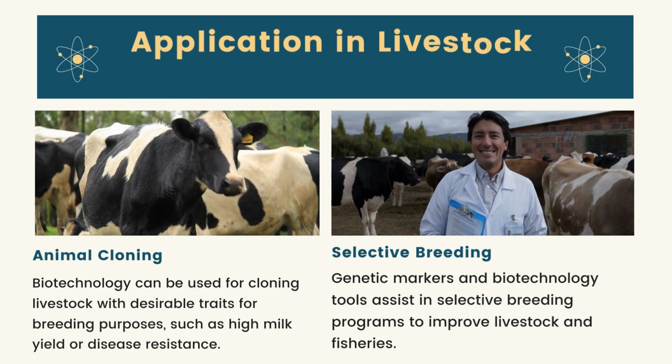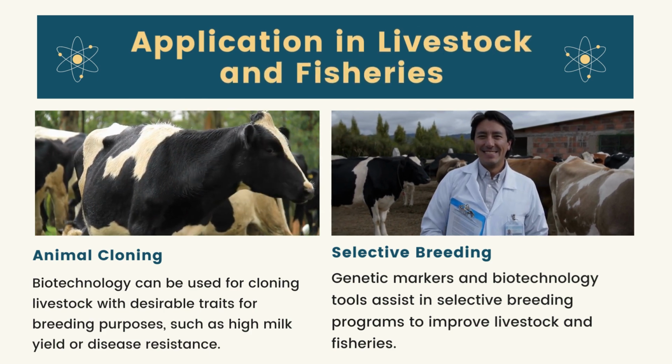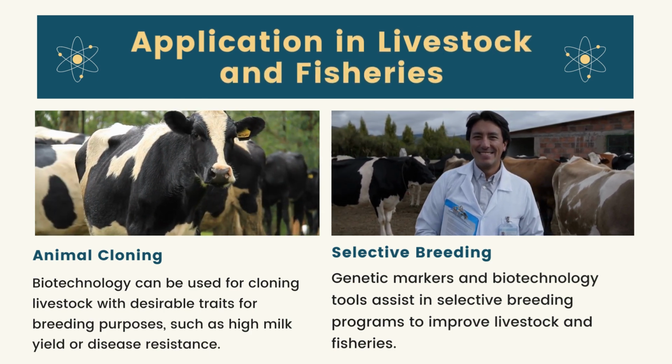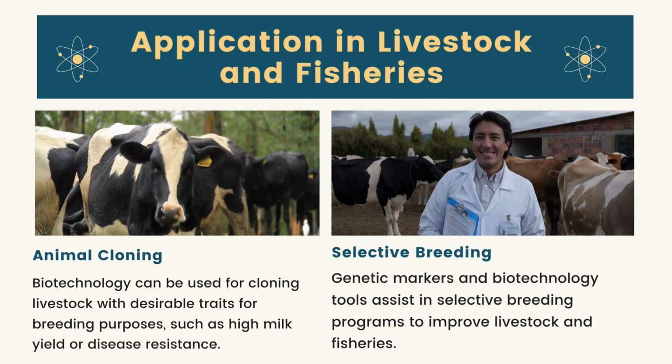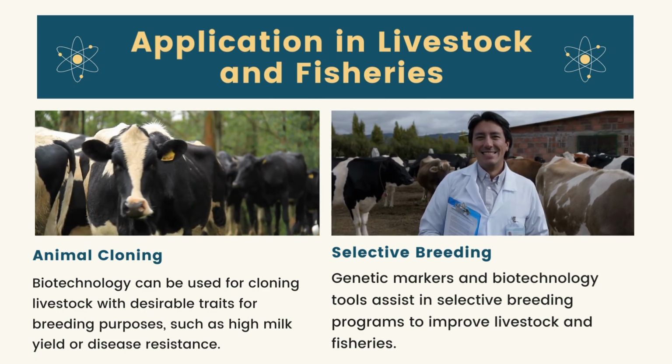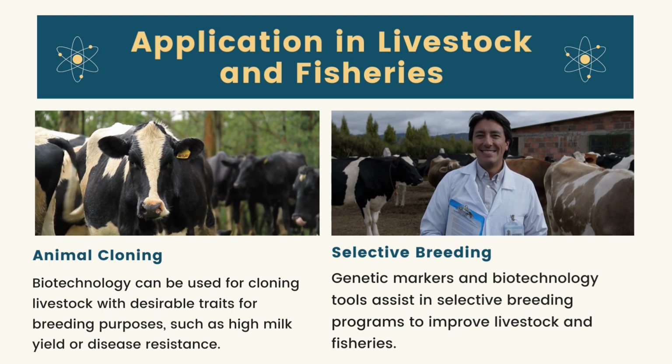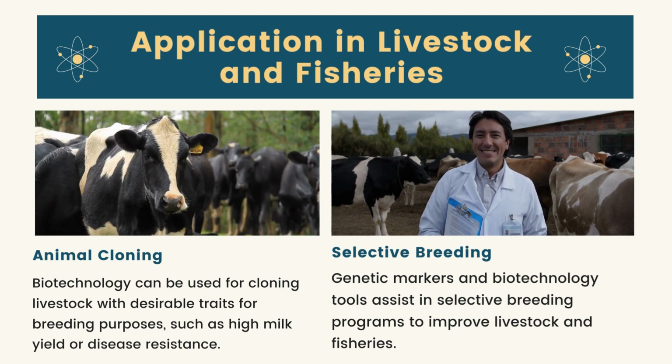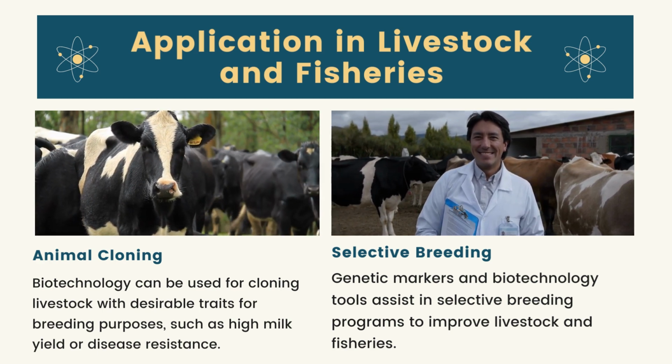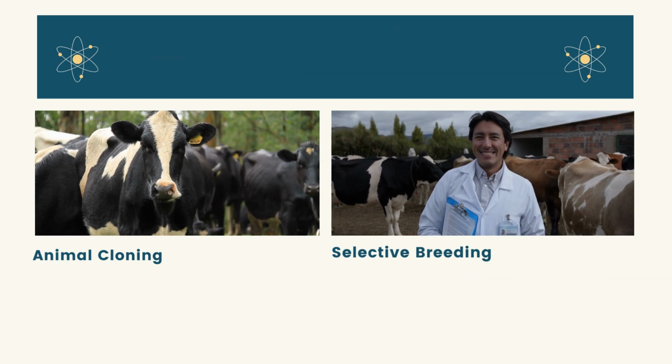In livestock and fisheries, there is animal cloning that can be used for cloning livestock with desirable traits for breeding purposes, such as high milk yield or disease resistance. And selective breeding, in which genetic markers and biotechnology tools assist in selective breeding programs to improve livestock and fisheries.